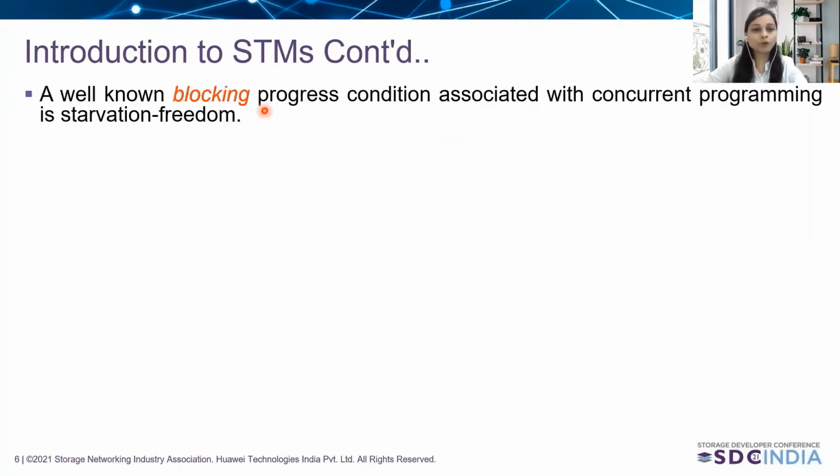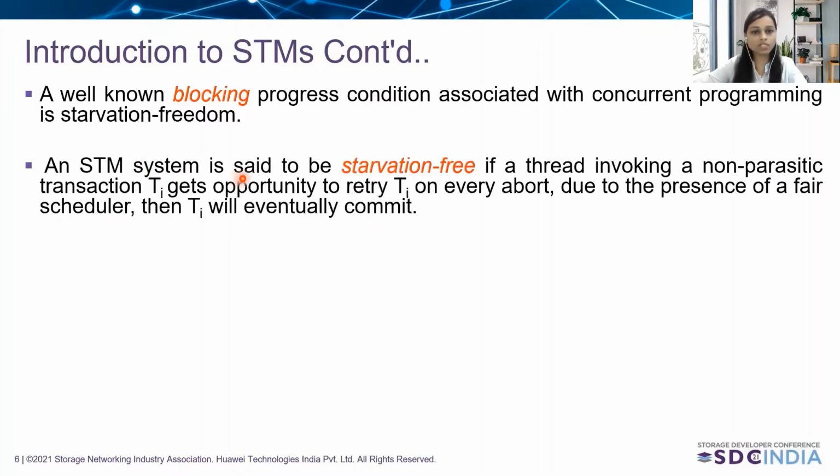A well-known progress guarantee associated with concurrent programming is starvation freedom. An STM system is said to be starvation-free if a thread invoking a non-parasitic transaction TI gets the opportunity to retry TI on every abort due to the presence of a fair scheduler, then TI will eventually commit. Here, non-parasitic transaction means that if the transaction TI is getting the request to commit, then it will try to commit the transaction.